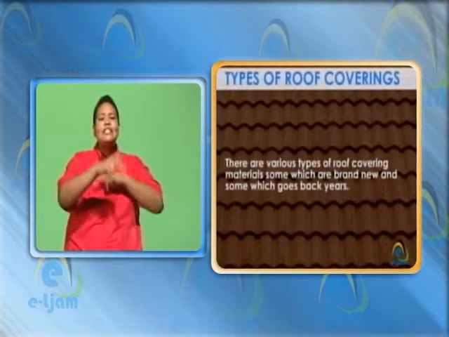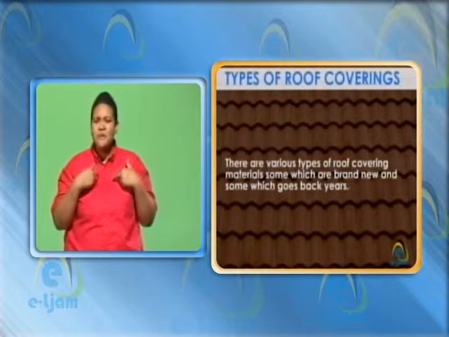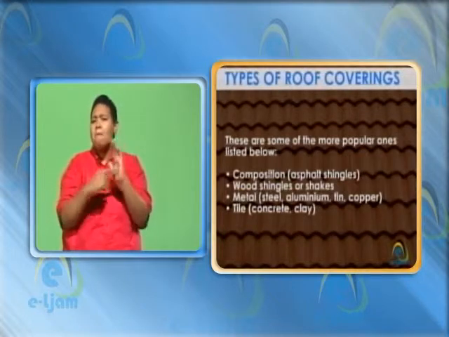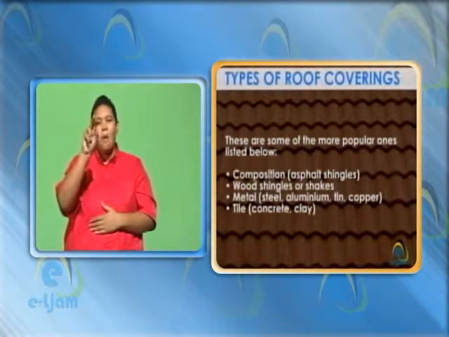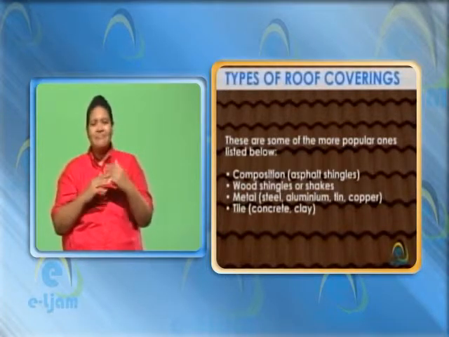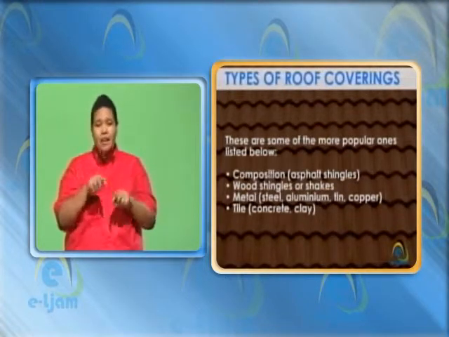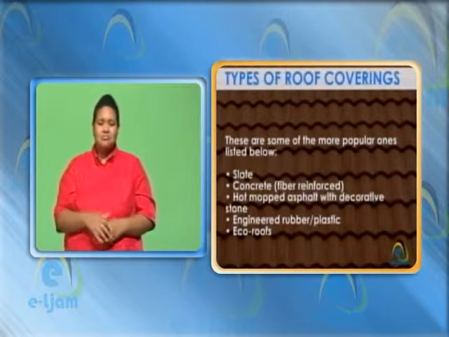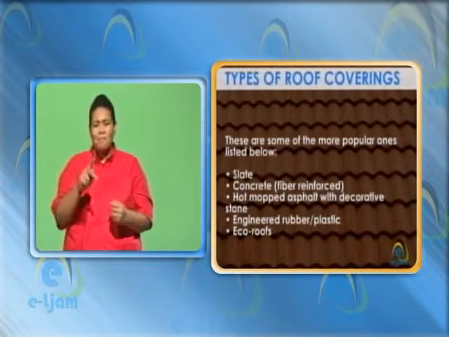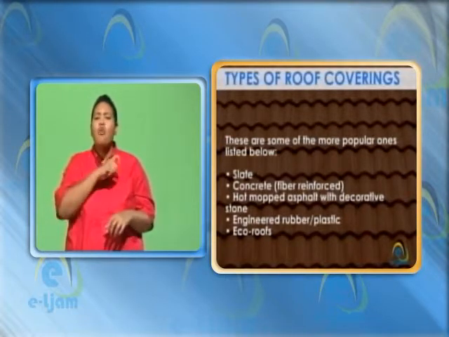2. Types of roof coverings. There are various types of roof covering materials, some which are brand new and some which go back years. Listed below are some of the more popular ones. Composition asphalt shingles, wood shingles or shakes, metal (steel, aluminum, tin, copper), tile (concrete, clay), slate, concrete fiber reinforced, hot mopped asphalt with decorative stone, engineered rubber or plastic, eco roofs.